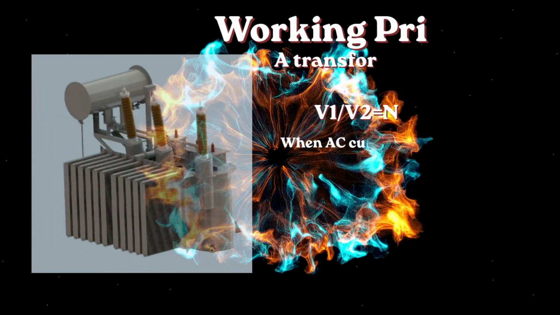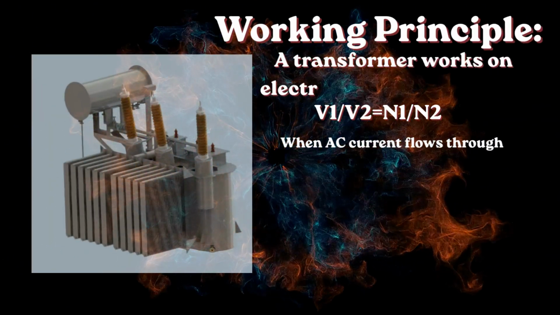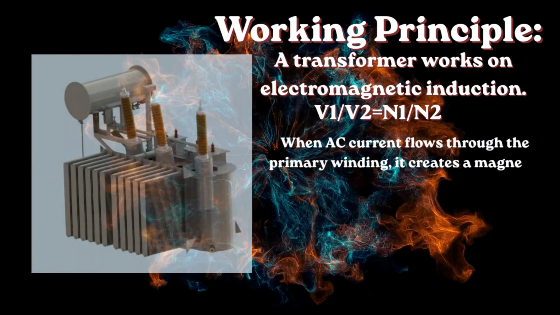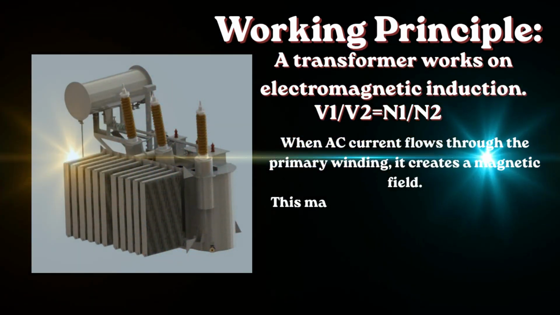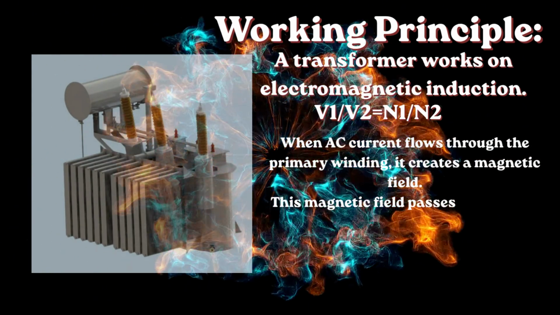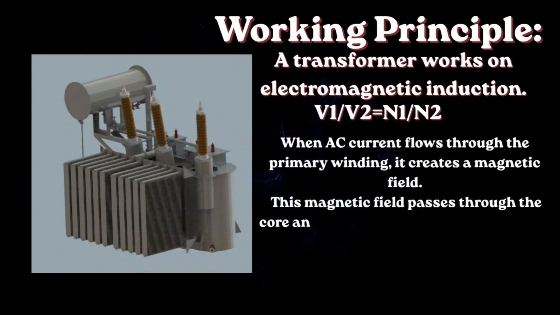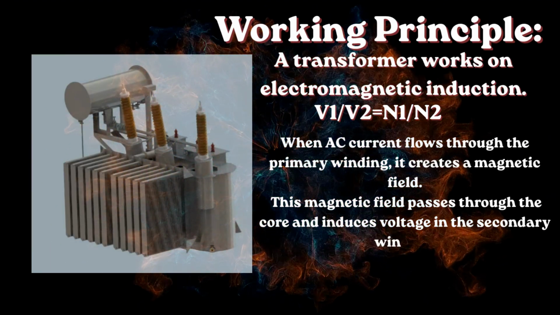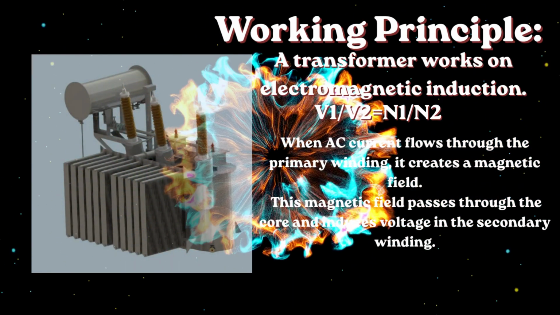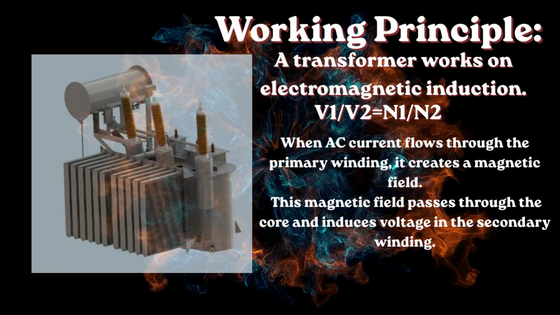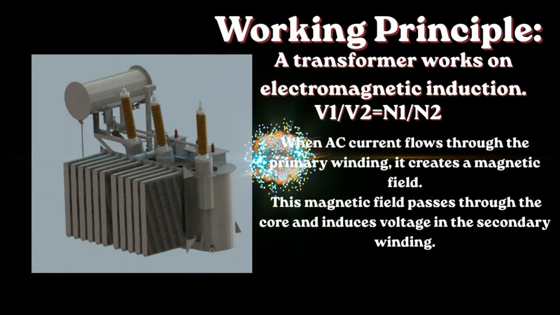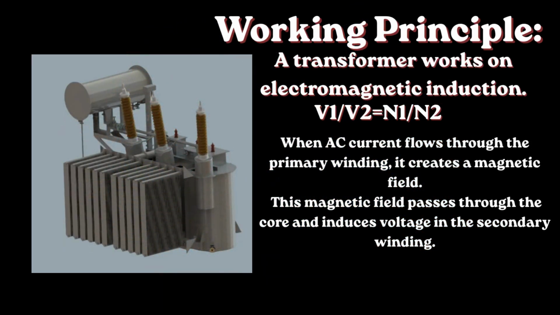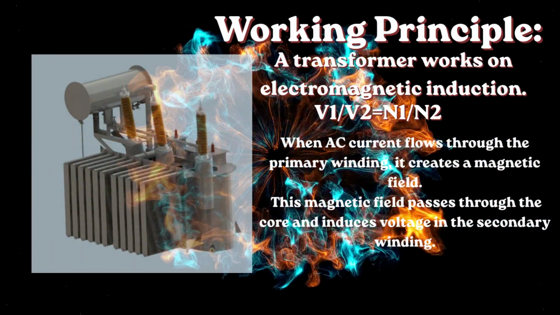Working principle. A transformer works on electromagnetic induction. V1/V2 = N1/N2. When AC current flows through the primary winding, it creates a magnetic field. This magnetic field passes through the core and induces voltage in the secondary winding.